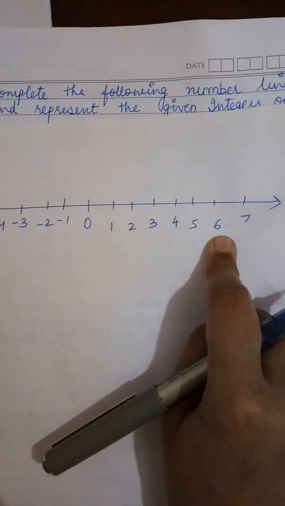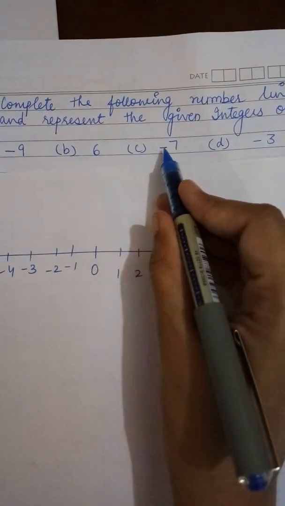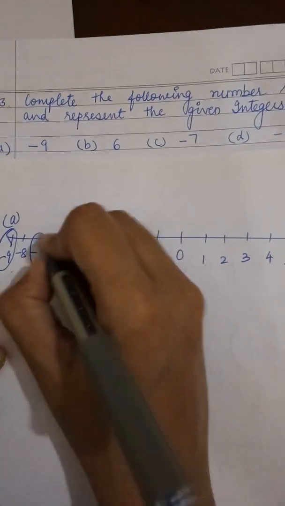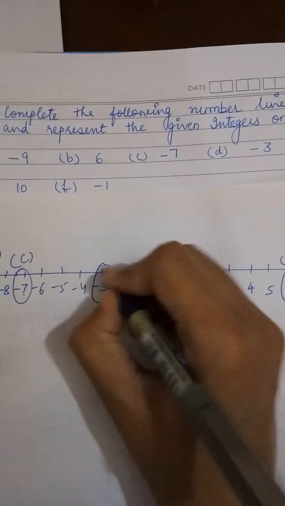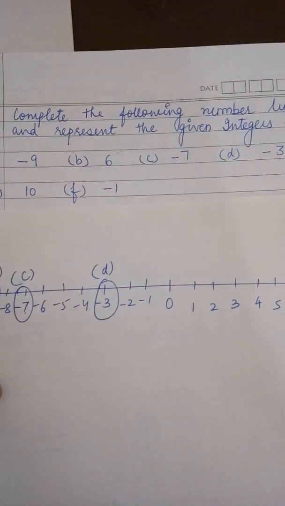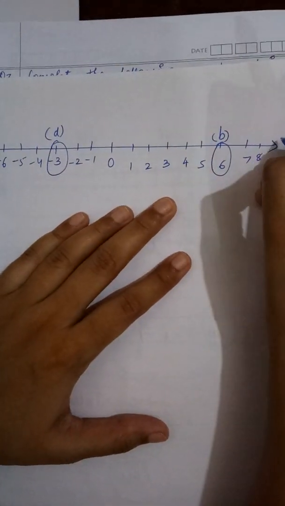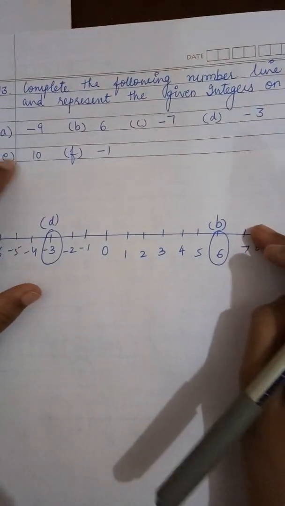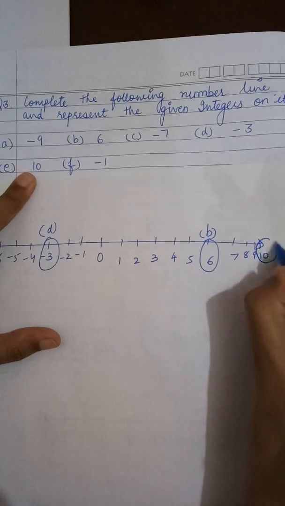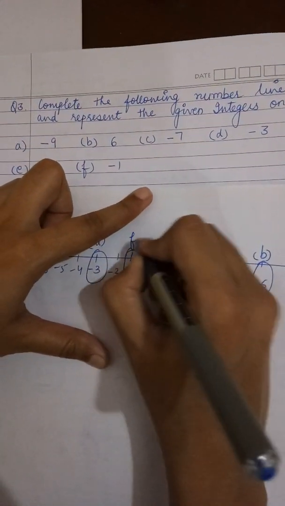Next is 6. Where is 6? This is 6. So I am going to place here B part. Okay. Now the next is minus 7. Minus 7 is here. So this is your C part. Next is minus 3. This is your D part. E means 10. 8, then 9, and then 10. Because they have asked E part is 10, I am going to circle it like this, and it will be E part. And F part is minus 1. So this is your F part.